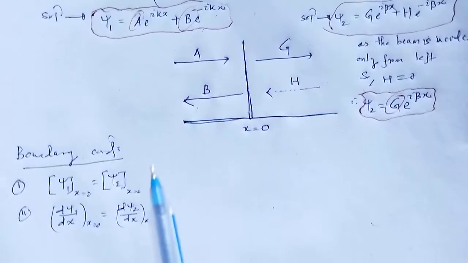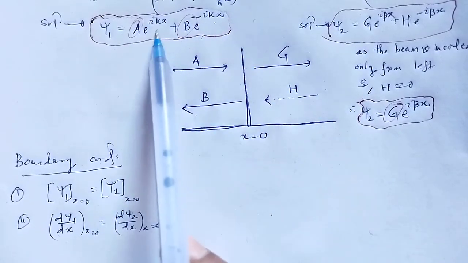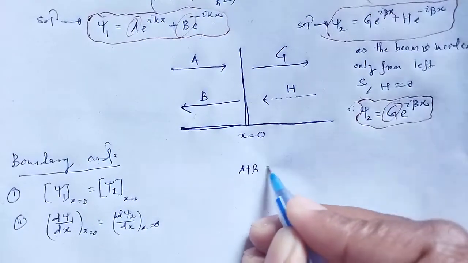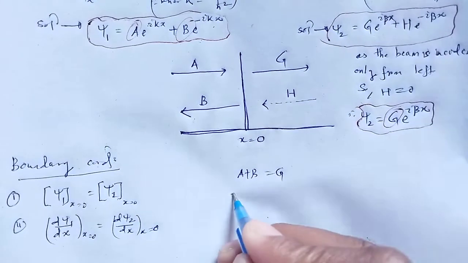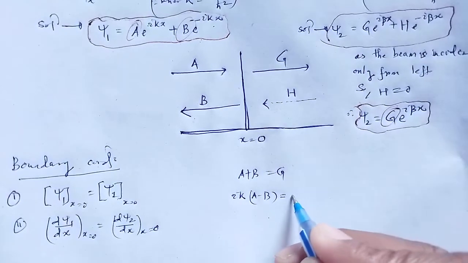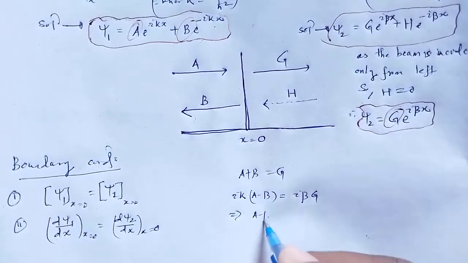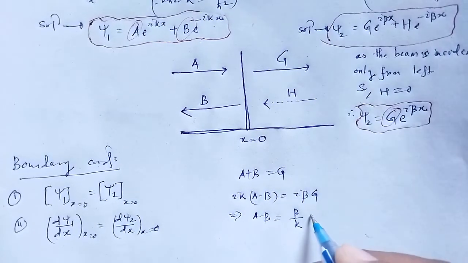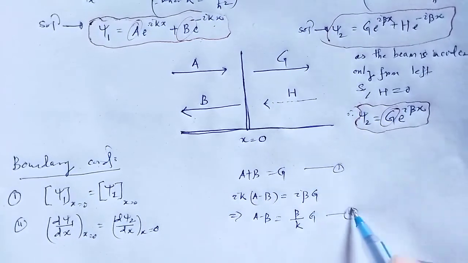When we use that, psi 1 is equal to psi 2 at x equal to 0, so A plus B is equal to G. Again, its differentiation term: i k into (A minus B) is equal to i beta G, which implies A minus B is equal to beta by k into G. Let this be equation number 1 and this equation number 2.